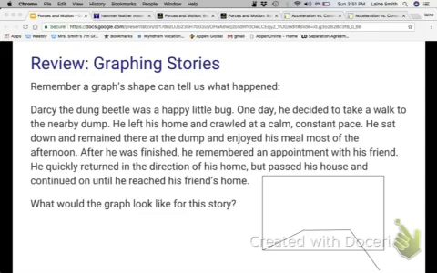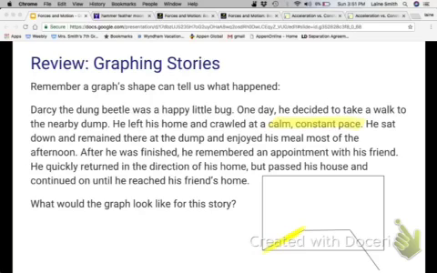And the last thing we're going to talk about is graphing stories, which I know you guys got in your graphing unit, but we're going to talk about it. It says, remember a graph shape can tell us what happened. So we're going to talk about Darcy the dung beetle. It says, Darcy the dung beetle was a happy little bug. One day he decided to take a walk to the nearby dump. He left his home and crawled at a calm, constant pace. This means he went slowly, so we need a flat line.